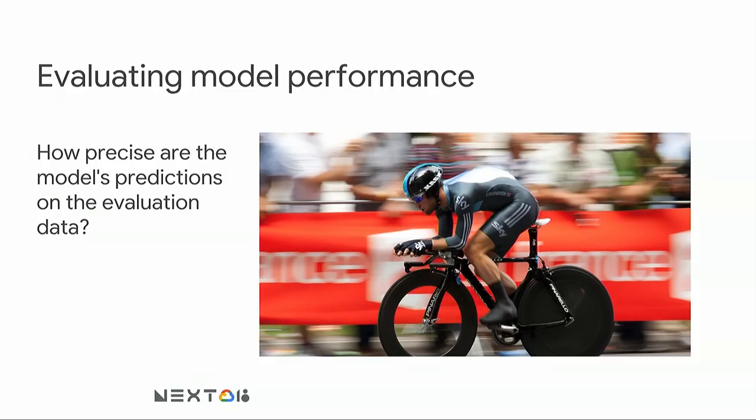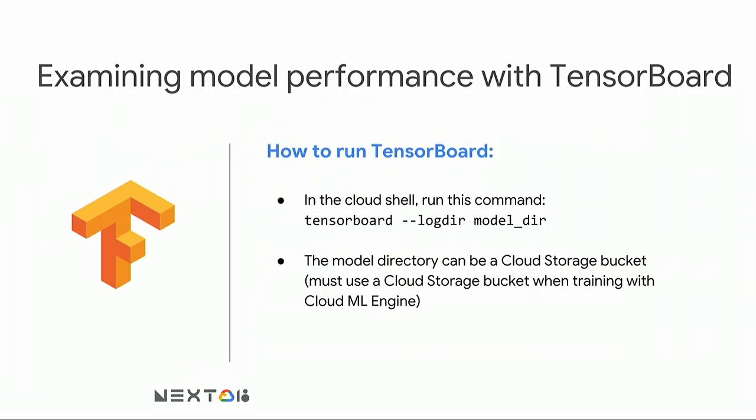OK, evaluation of the model. So what is evaluation? The key question we want to answer is how precise is our model? What's the quality of predictions? How well does it perform on evaluation data? So we're going to be using TensorBoard for this. This is how you run it. The command is called TensorBoard, and then you specify the directory where model checkpoints are, and evaluation statistics and training statistics are saved. This is the same model directory that you used when you constructed the DNNRegressor object.